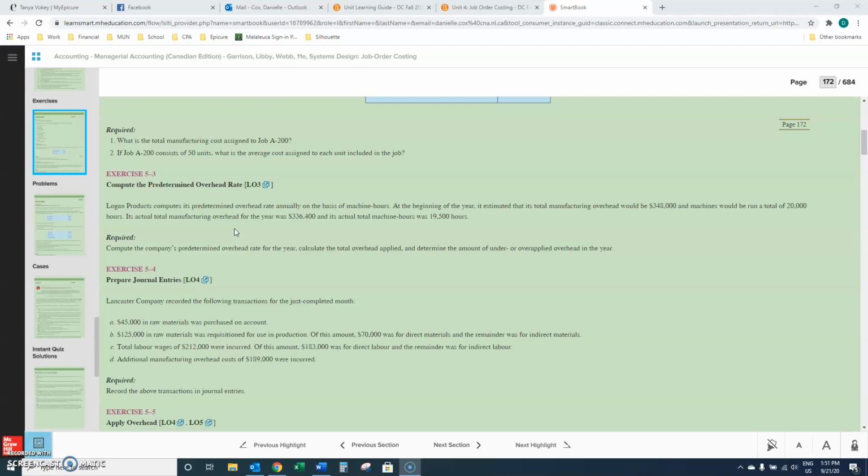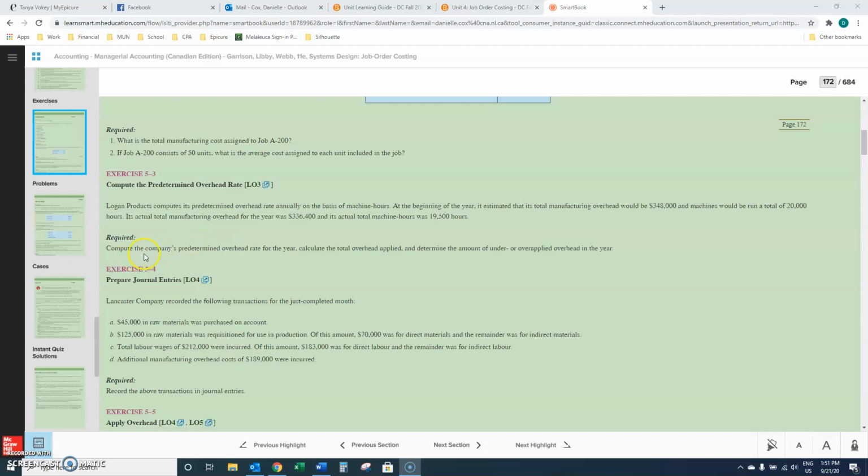At the beginning of the year, it estimated that its total manufacturing overhead would be $348,000 and machines would run a total of 20,000 hours. Its actual total manufacturing overhead for the year was $336,400 and its actual total machine hours was 19,500.